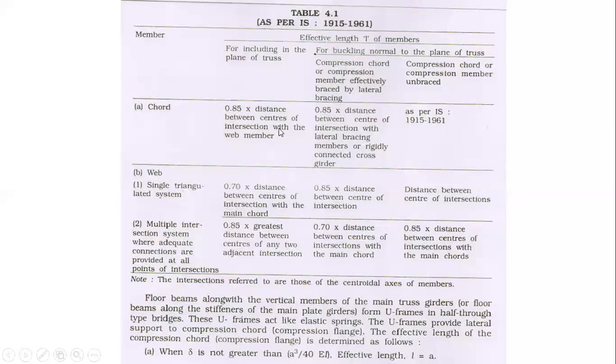And here, for the distance between centers of intersection with the web members, we have provided floor beams at a distance of 5 meters. So this is 0.85 times the 5 meter.